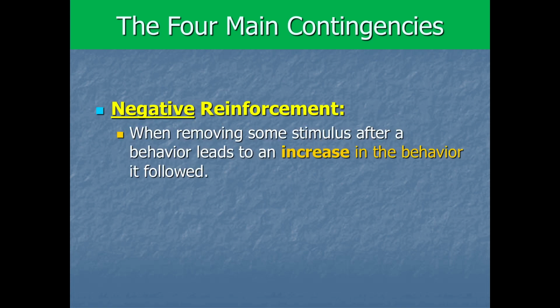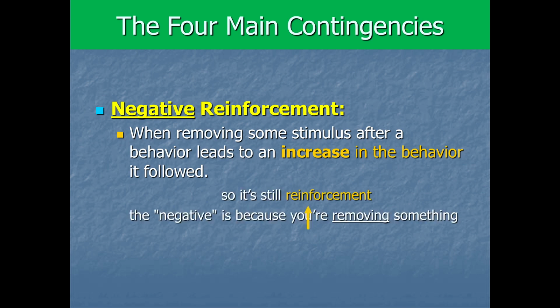So we call that negative reinforcement. Negative doesn't mean bad or that you've done anything wrong. Negative reinforcement is when removing some stimulus after the behavior leads to an increase in the behavior it followed. So it's still reinforcement because the behavior becomes more likely in the future. The negative part has nothing to do with whether something is good or bad, liked or disliked. We're using the term in a very special sense here. The term negative is simply because you're removing something when they do the behavior. If the behavior leads to something going away, it's always negative, regardless of anything else.